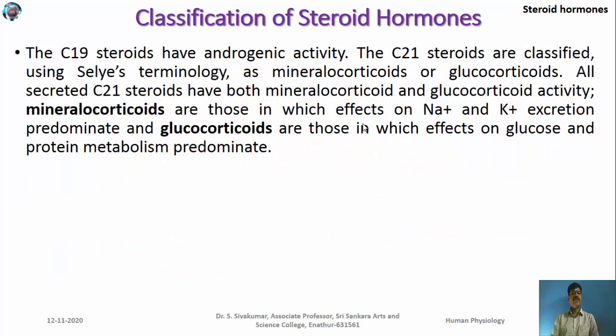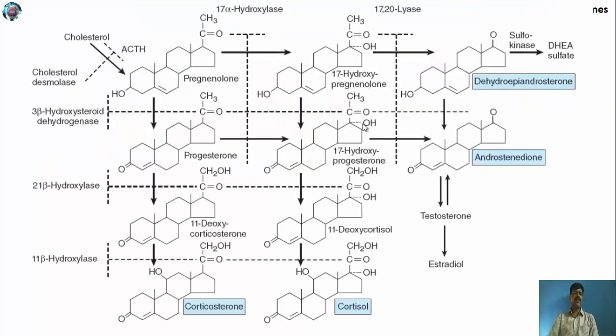So we should not get confusion with the names. Then C19 steroids have an androgenic activity. Then according to the terminology, the C21 steroids are grouped as mineralocorticoids or glucocorticoids. As the name clearly indicates, mineralocorticoids play a role in mineral maintenance. Glucocorticoids play a major role in the maintenance of glucose. That's why they have different names.